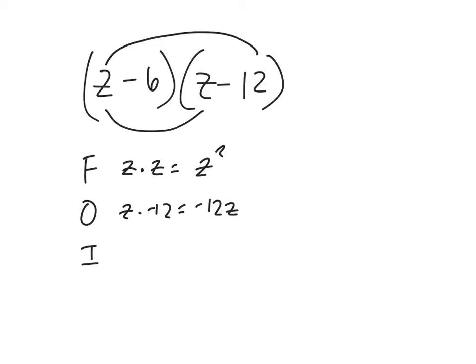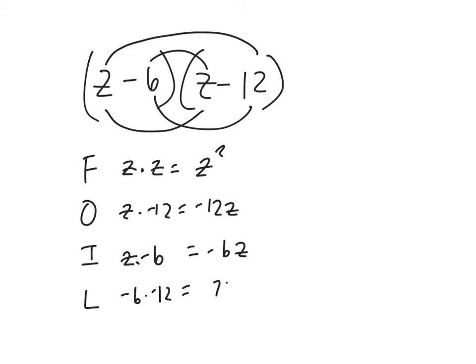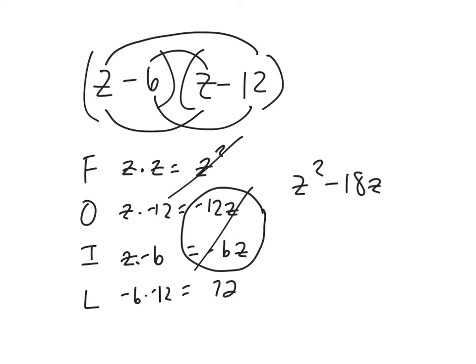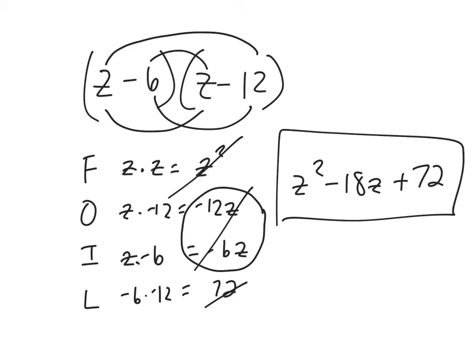The inside would be these two. Well, that's a z times a negative 6, which would be a negative 6z. And then my last terms are these two, which is negative 6 times negative 12, which is positive 72. So the only like terms I have are these two. So I got z squared, got this guy. And then I got negative 18z, which is these two. And then I got a positive 72. So I've used everything, and there is my term. First, outside, inside, last.